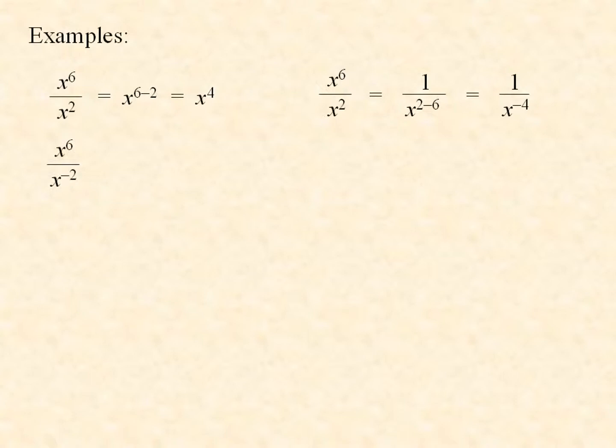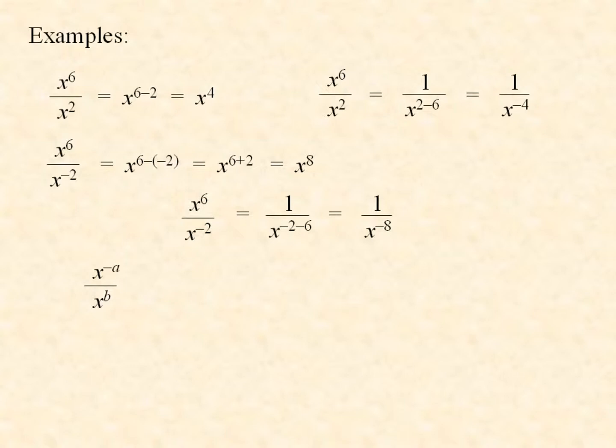X to the 6th over x to the negative 2 is x to the 6 minus negative 2, and that's 6 plus 2, so it's x to the 8th. We can look at it another way. X to the 6th over x to the negative 2 is 1 over x to the negative 2 minus 6, which is 1 over x to the negative 8. Again, see that 1 over x to a negative power is x to the positive power. 1 over x to the negative 8 is the same as x to the positive 8.